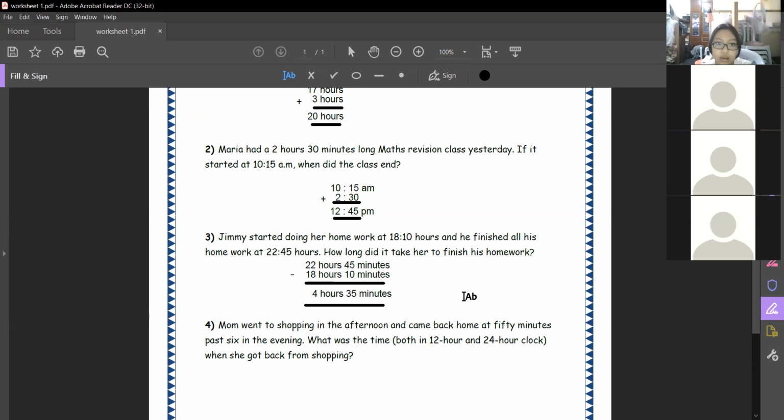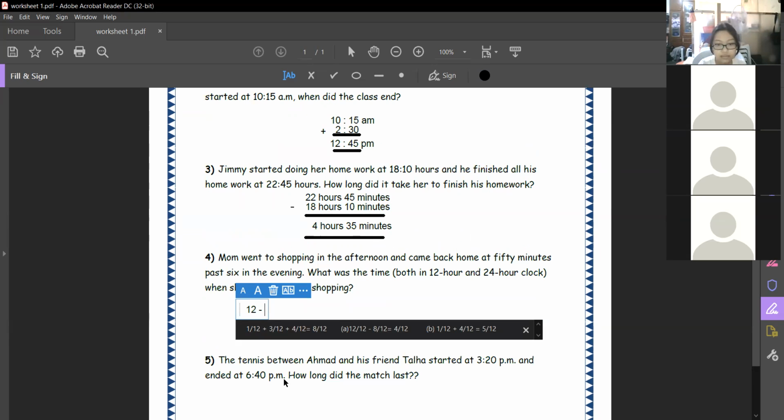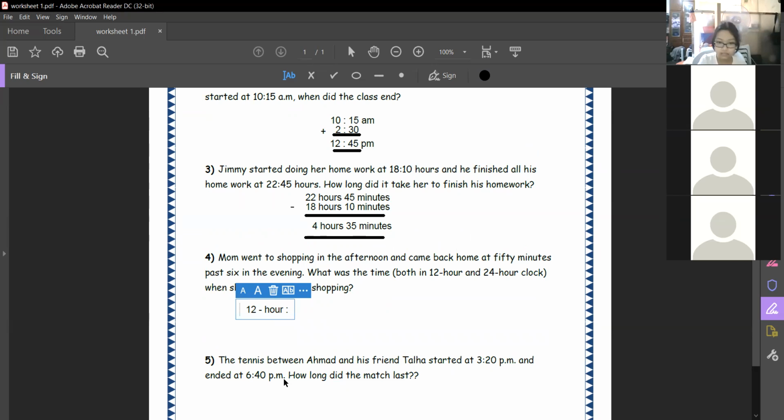6:50 lah. Not 55 minutes, 50 minutes. So 50 minutes past 6 means 6:50. Understand or not, class? Understand or not? So how to write in 12-hour system? In 24-hour system, how to write? Who can let me know 6:50 in 24-hour system? 1850. Very good. 1850.